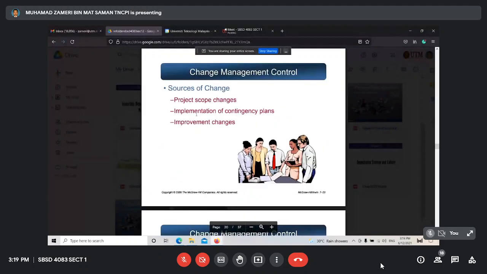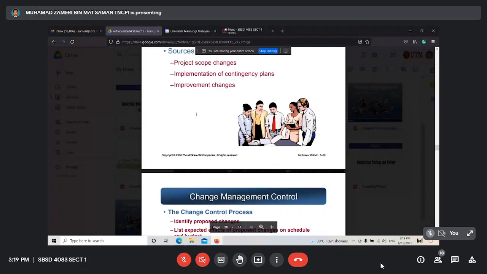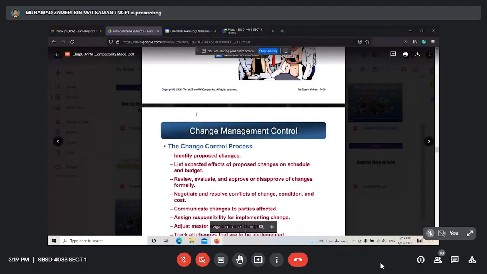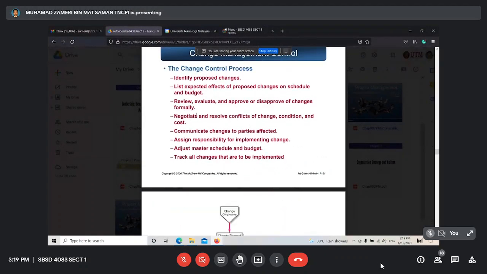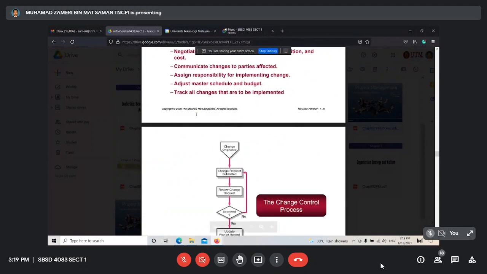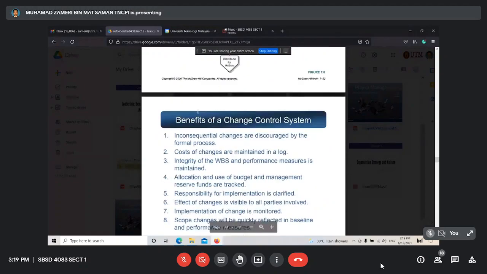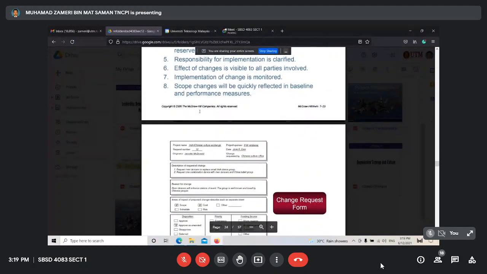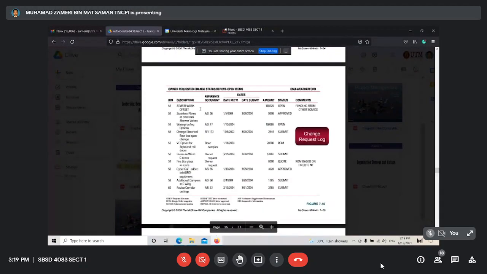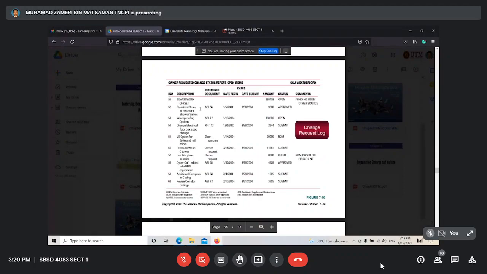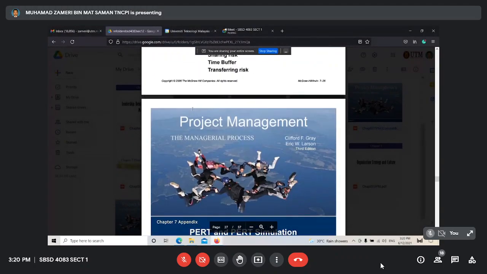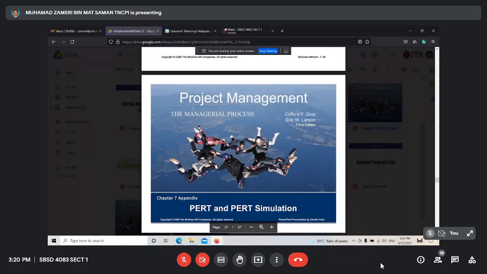This is the risk. Okay, and then I think this is the process to manage the risk. Okay, and then the benefit of managing risk. Okay, I think I already explained just now. Okay, so before we proceed to the second part in chapter 7.